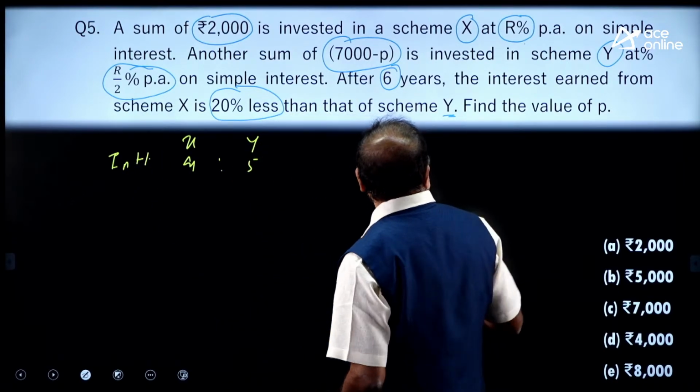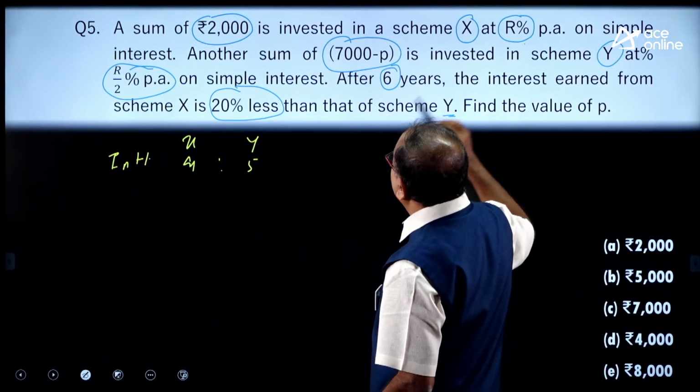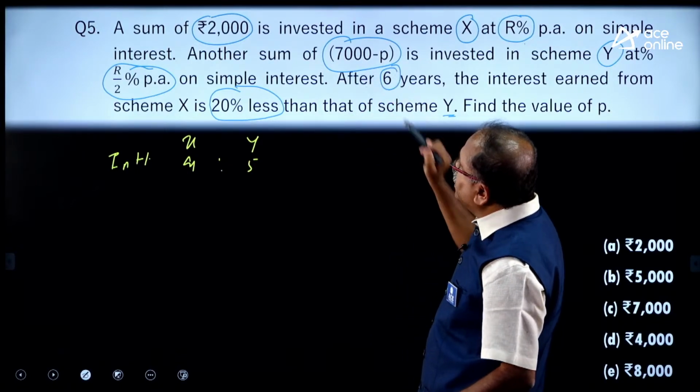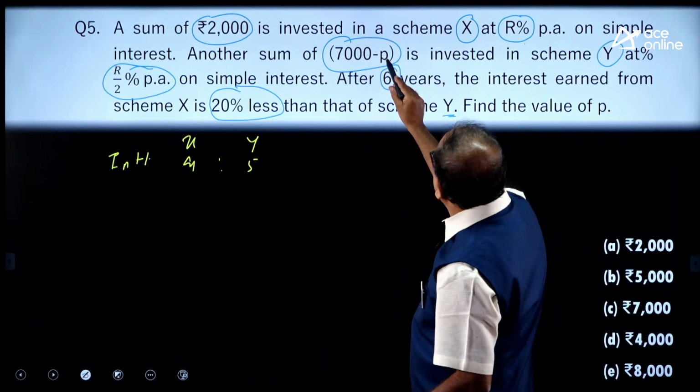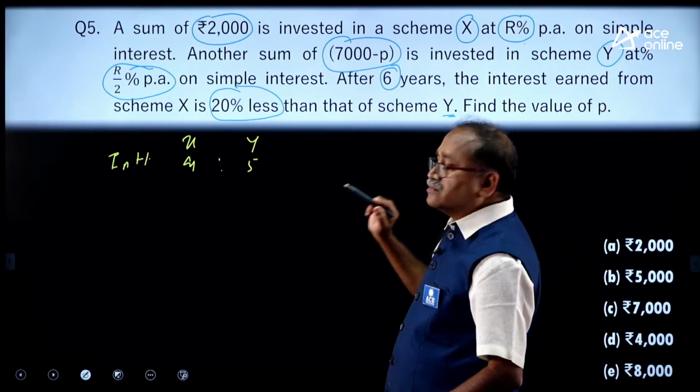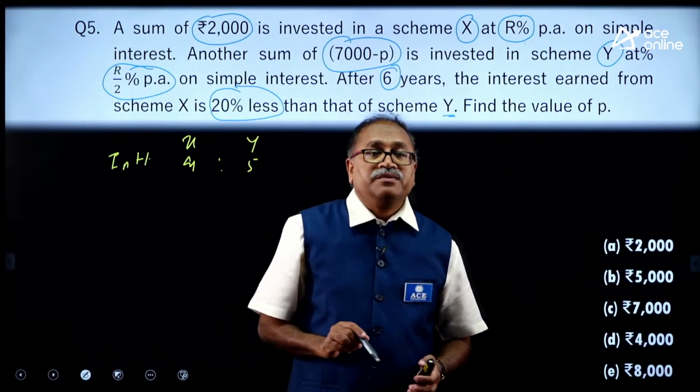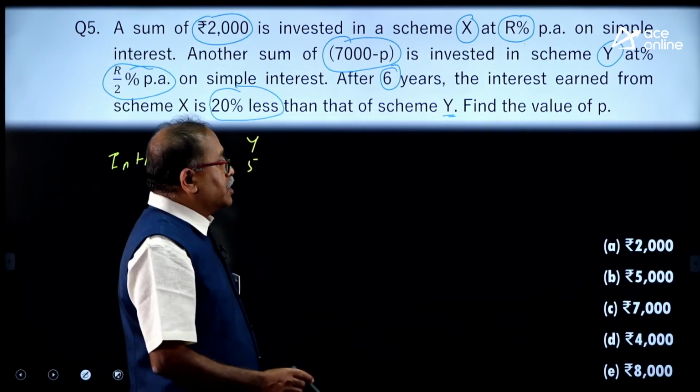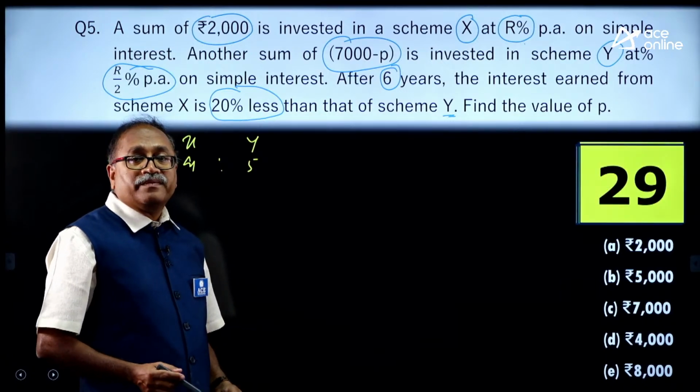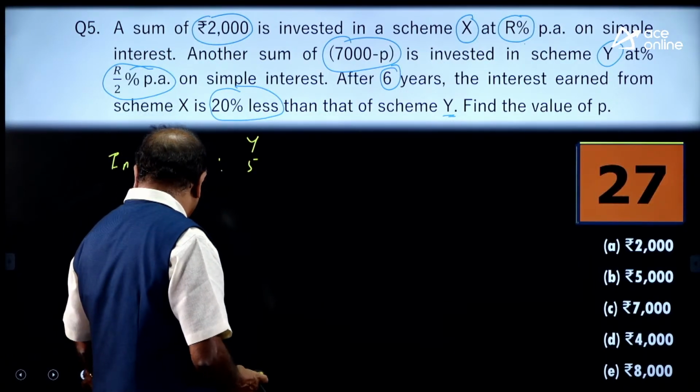Okay, what is the question? Find the value of P. 7,000 minus P. Find the value of P. Really a good question. Okay, here is your time. Solve it.